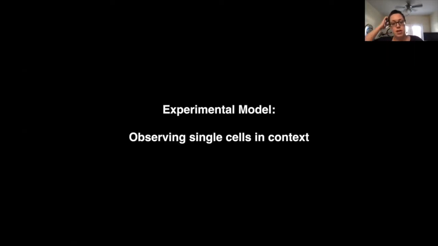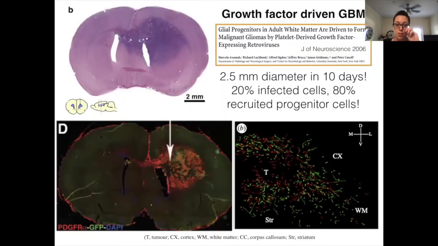So what we did then is take this experimental model, and what we want to do is really observe single cells in the context of the brain in order to get a better idea of the heterogeneity that actually exists and where it's coming from. And so this experimental model, the way that it was done, is they inject a retrovirus that incorporates into the cell's DNA, and it forces them to overexpress this PDGF, this platelet-derived growth factor.